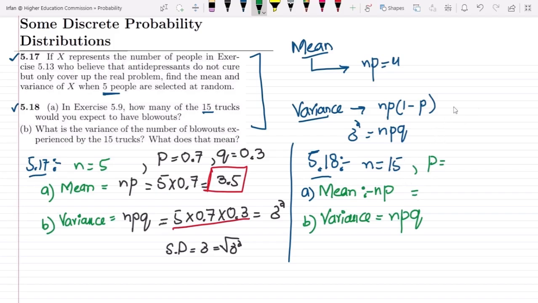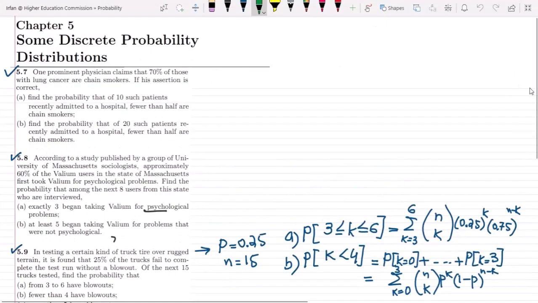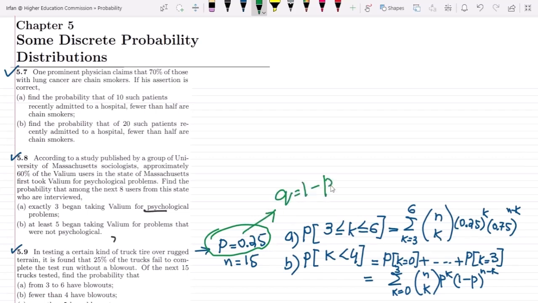So let us move to question 5.9. Here we can see that in testing a certain kind of truck tire over rough terrain, it is found that 25%. So P is 0.25, and Q is 1 minus P, so 1 minus P is 0.75. So these values are known here. Let us move back to our question.